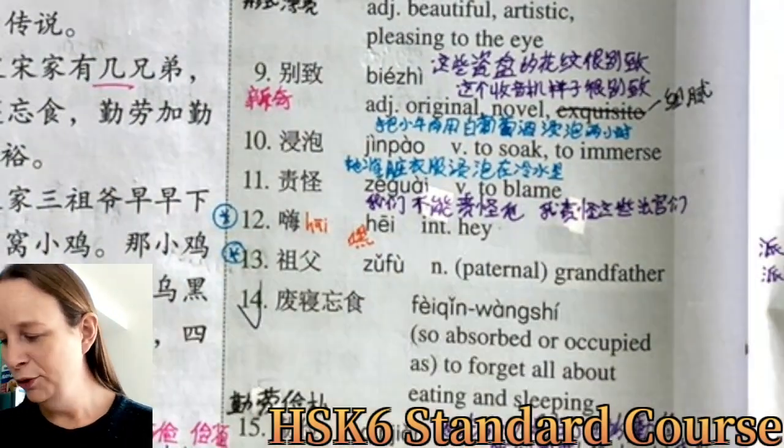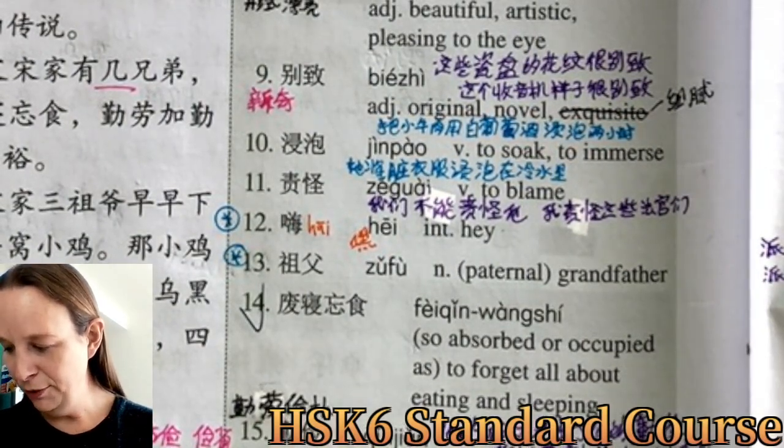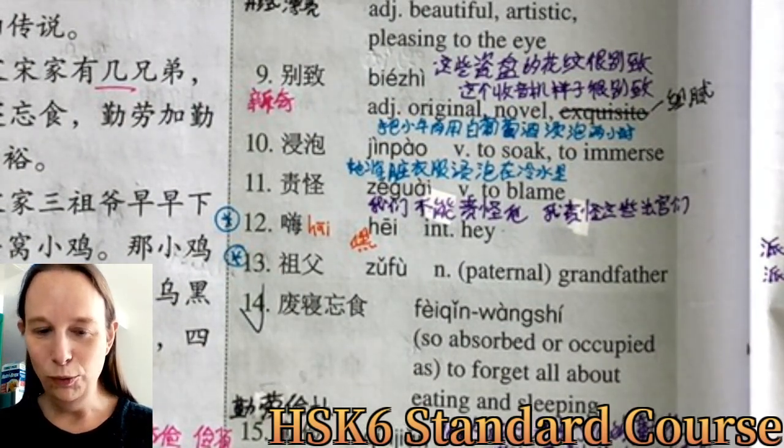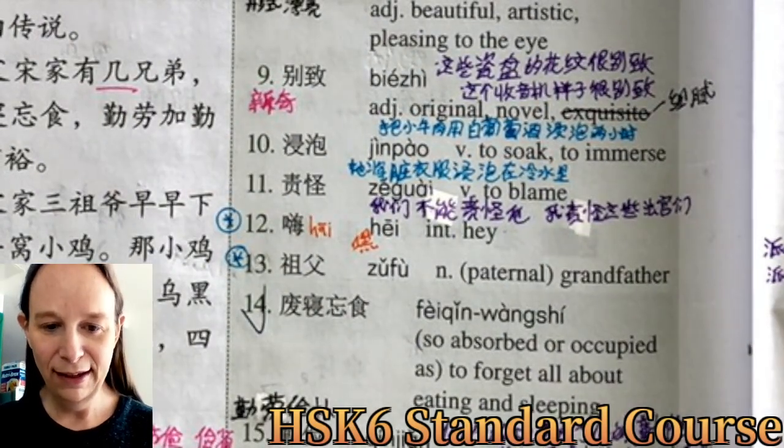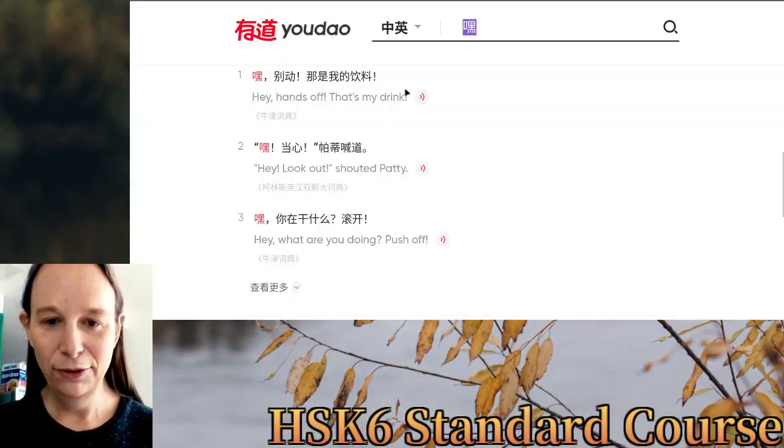Okay, anyway, next. Zufu. Paternal grandfather. Yeah, zufu. You do get this.